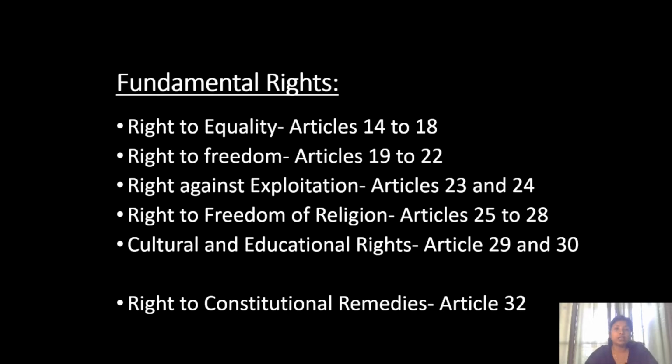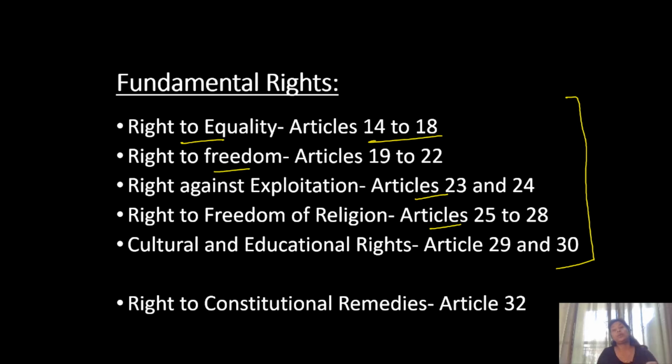about the fundamental rights. How many fundamental rights are there, and under which articles do they come? So let us discuss. First is the right to equality, which is Article 14 to 18. Next is the right to freedom, which is Article 19 to Article 22. Next is the right against exploitation, which is Article 23 and 24. Next is the right to freedom of religion, which is Article 25 to 28. And cultural and educational rights, which is Article 29 and 30. So these are the fundamental rights.